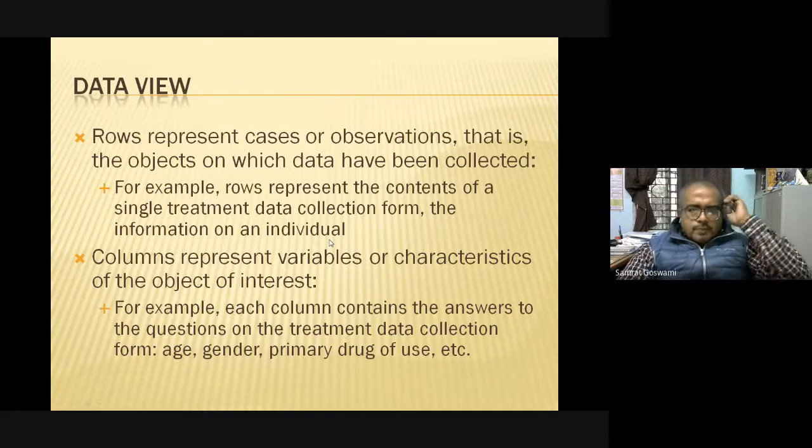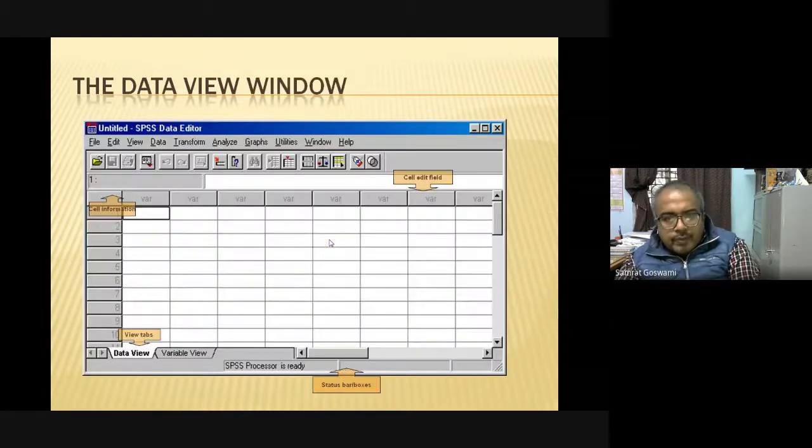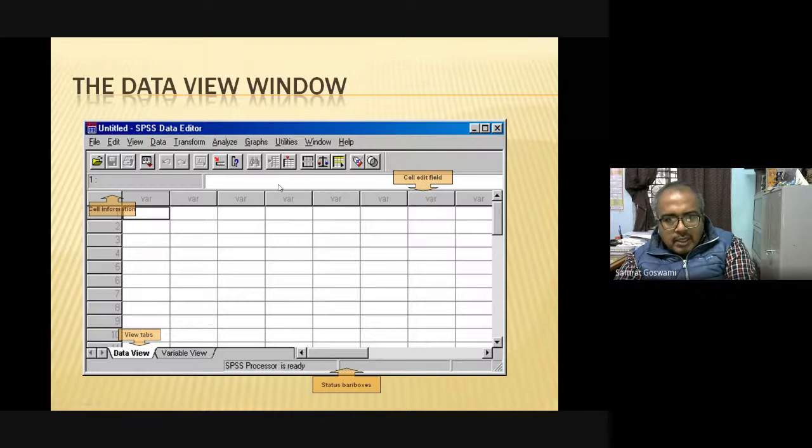Now in the data view, the rows represent cases or observations. That means if you are considering respondent 1, the first respondent, then the first row will represent the first respondent or first case. The second row will represent the second case or the second respondent. The third will represent the third case or the third respondent. Similarly, the objects on which data have been collected. That means here again, you have different variables.